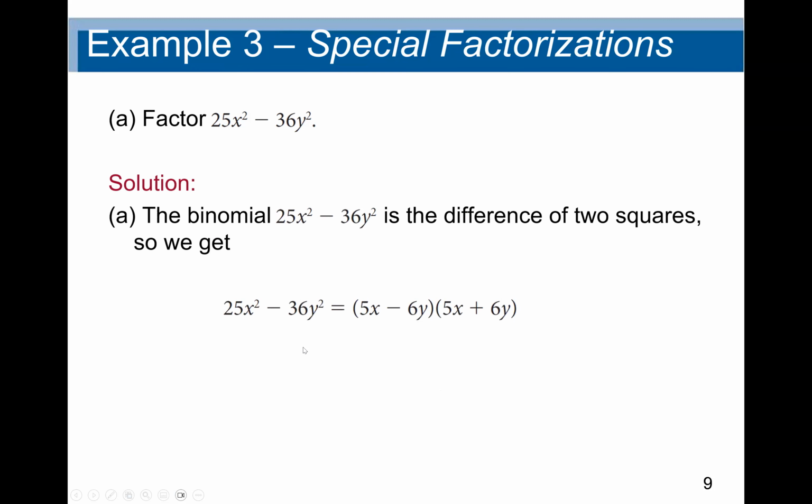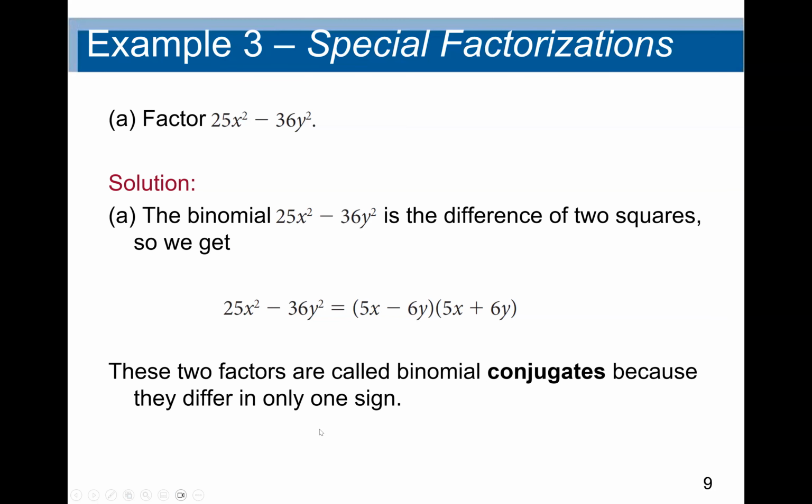So this means we get 25x squared minus 36y squared will give us 5x all squared minus 6y all squared. So it's difference of two squares, which will give us 5x minus 6y times 5x plus 6y. So we say these two factors are called binomial conjugates because they differ in only one sign, minus and plus.